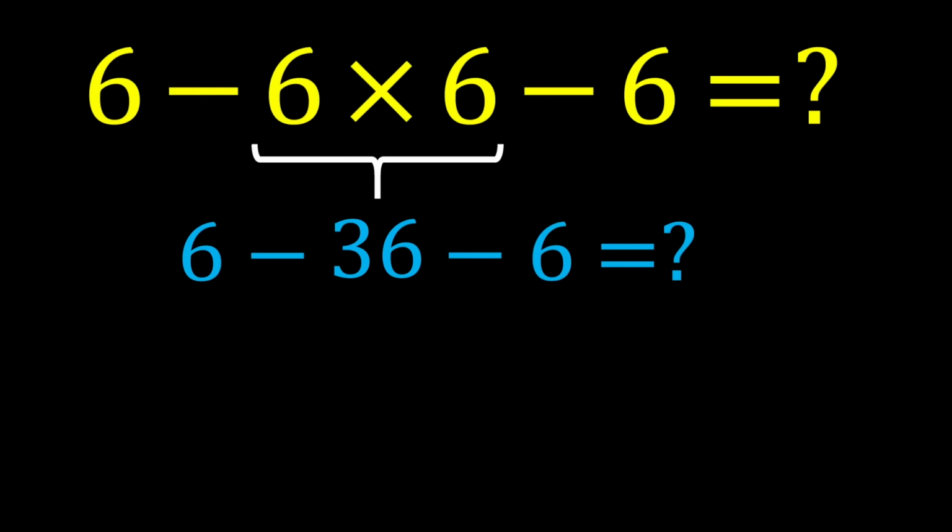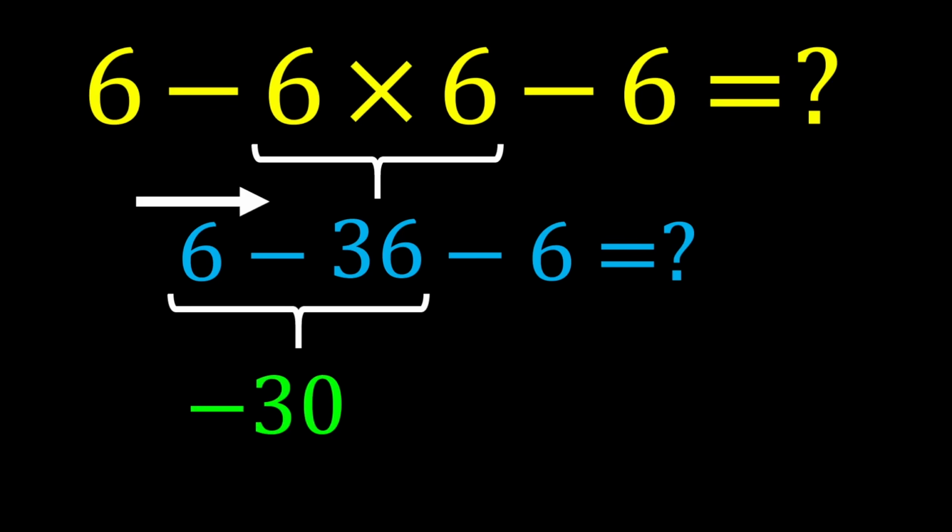Now, in this expression, there are 2 subtraction operations. According to PEMDAS, they have equal priority. Therefore, we perform them from left to right. 6 minus 36 equals negative 30, finally, negative 30 minus 6 equals negative 36, which is our final and correct answer.